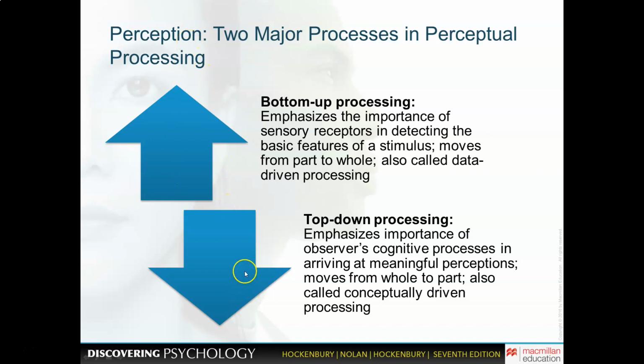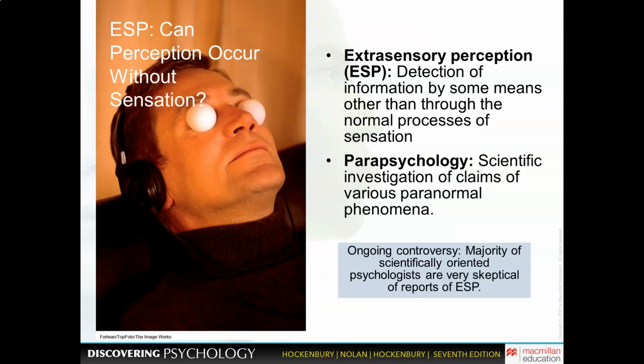But top-down processing, that actually begins in our brains. Hence, the observer's cognitive processes. That begins in the brain and then moves down toward our body. So that's why that's called top down. It begins in the brain at the top and down into our body. And so those are two very important terms that I would like for you to definitely be familiar with.